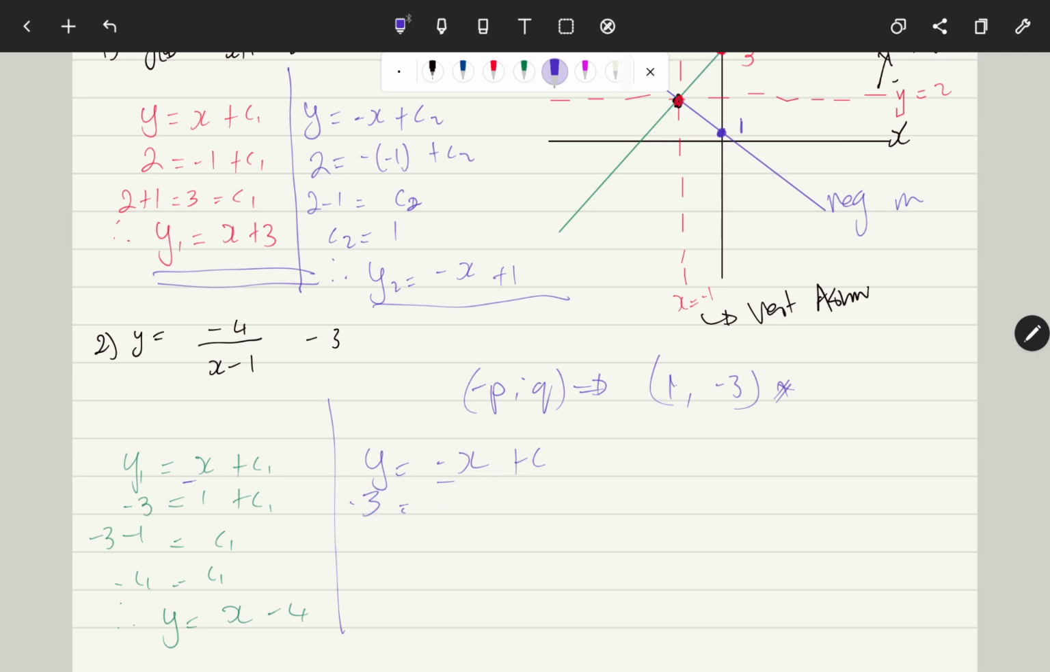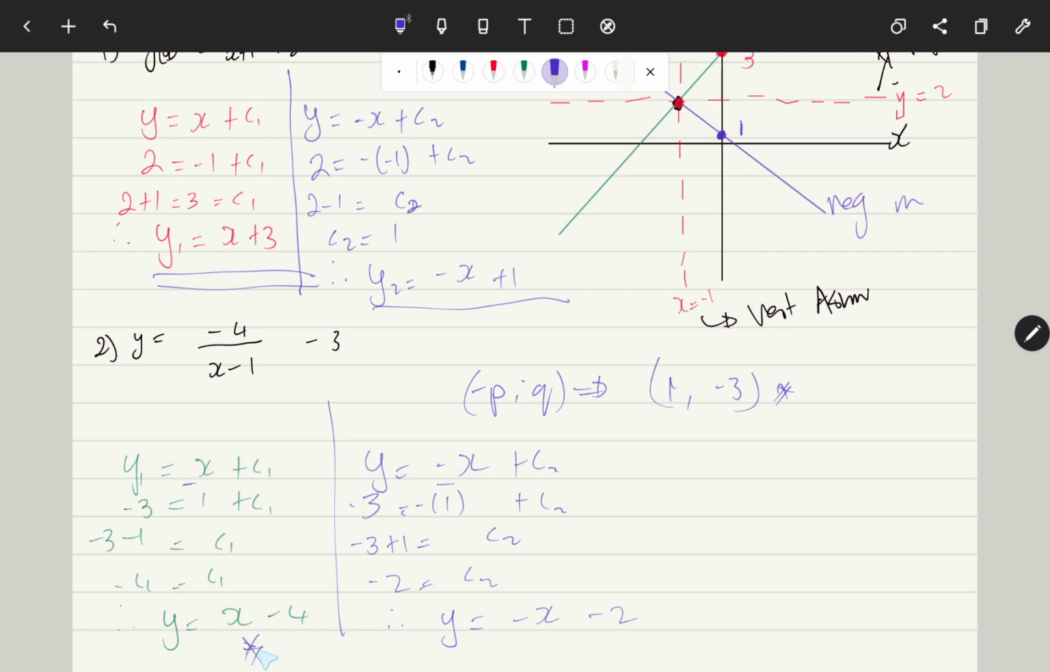Minus 3 equals minus 1 times minus 1 plus c2, so now it's minus 3 minus 1 equals c2, and then c2 is equal to minus 4... no, minus 2, and therefore you have y equals minus x minus 2. Then you are done.